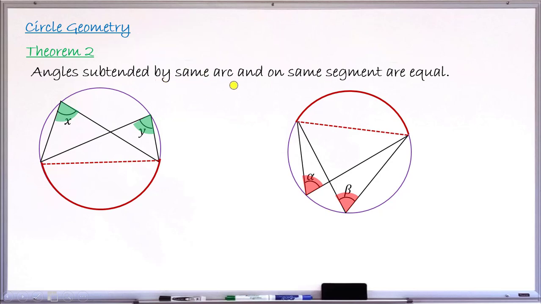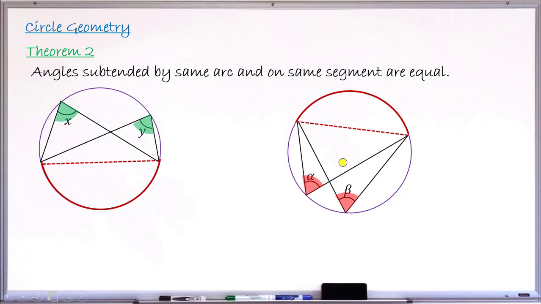Based on this theorem, if you have two angles and those two angles are subtended by the same arc, let me consider this first drawing. Look at the arc colored red. That subtends angle X and also the same arc subtends angle Y, and angle X and angle Y are on the same segment. This dotted line is a chord that divides your circle into two segments. So the two angles X and Y are both subtended by the same arc and both on the same segment. According to this theorem, those two angles must always be equal.